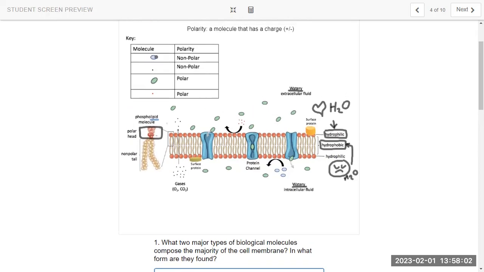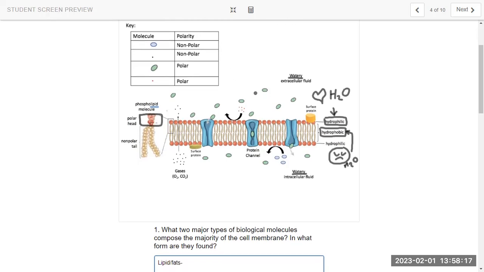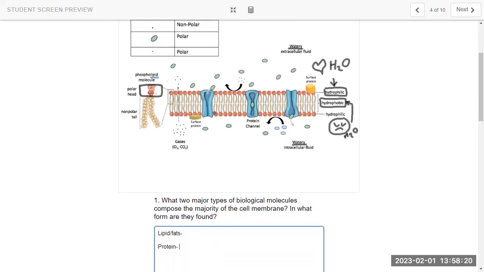Oh, up here? This is the key. This is just to tell you what these things are in terms of their polarity. It doesn't really tell you what the blue thing is, what the black thing is. It doesn't tell you what it is. It tells you what their polarity is. Okay. So you needed to look at the bilayer right here. The question says what two major types of biological molecules compose the majority of the cell membrane. This is the cell membrane, so you should be looking here. Okay, so that's just made up of fats and proteins, pretty much.